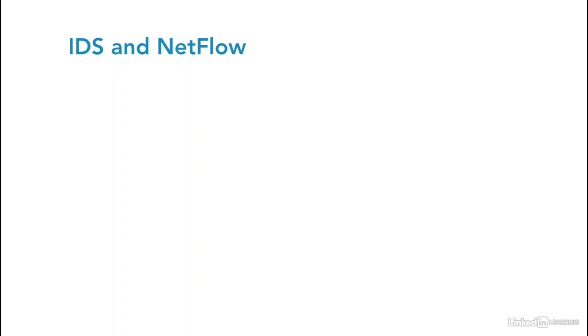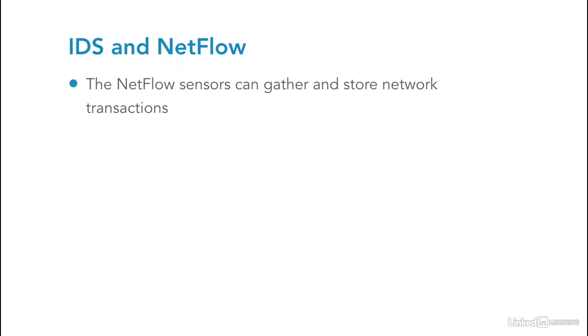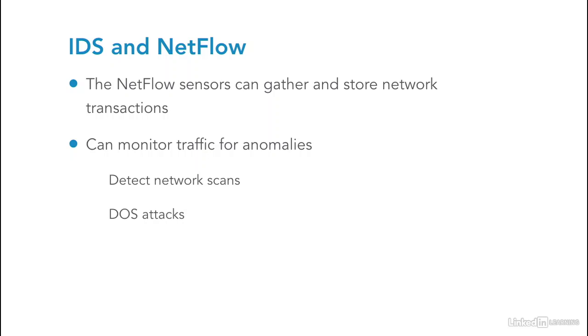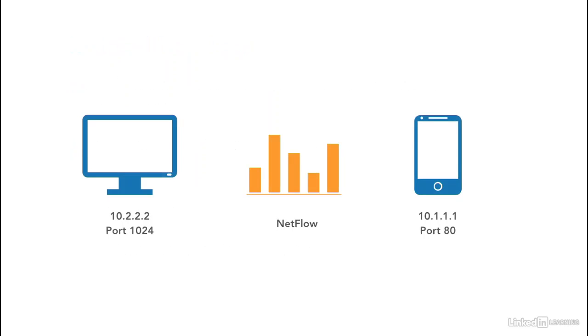Intrusion detection monitors traffic for unusual or suspicious activity and generates an alert. We can use intrusion detection based on NetFlow. The NetFlow sensors can gather and store network transactions and can monitor traffic for anomalies, such as detecting network scans from an external source, denial of service attacks, and hosts communicating to a command and control server. NetFlow aggregates events as they pass through the network.